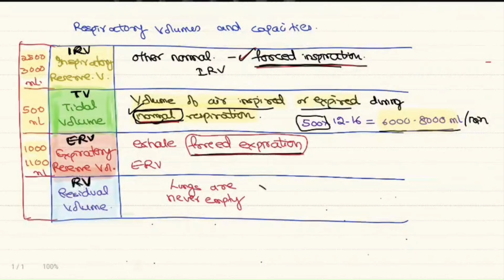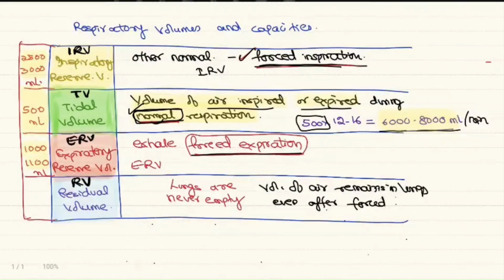So residual volume is the volume of the air which remains in the lungs even after forced expiration. So even after the forced expiration, this air cannot be removed, and this is called as the RV, that is the residual volume. And the residual volume is 1100 to 1200 ml. So now I think all the four volumes are clear.